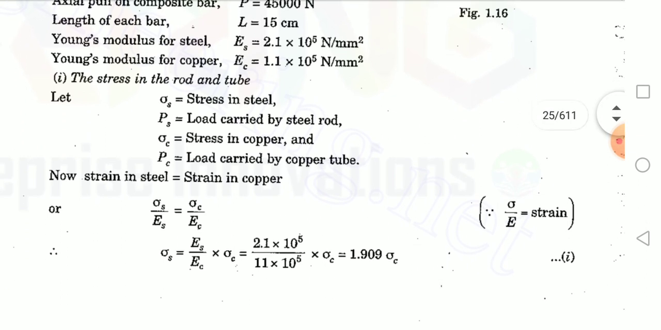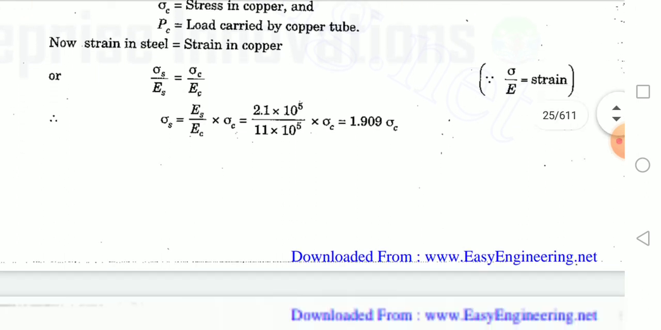So we equate it, but we want to find out either sigma S or sigma C. Okay, then only we can derive further. So sigma S equal to ES by EC into sigma C. The values of ES and EC we already know, Young's modulus values, that is 2.1 into 10 power 5 divided by 1.1 into 10 power 5 into sigma C. So sigma S equal to 1.09 sigma C.